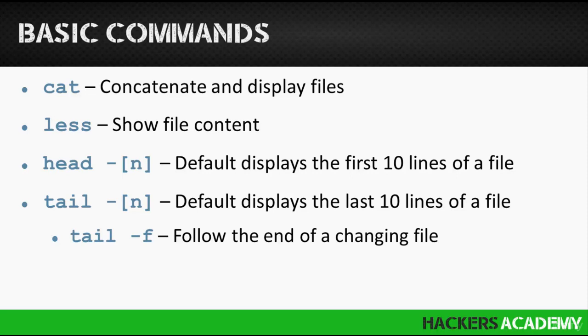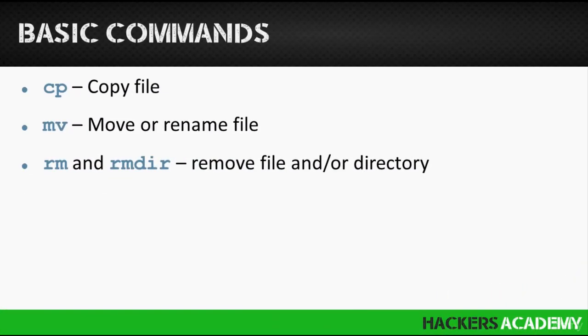Tail -f tells me to follow the end of a changing file. So if it's a live file, if it's changing while I'm looking at it, I can use the tail -f. The cp command stands for copy file. mv is move or rename file. rm and rmdir are for removing files and or directories.